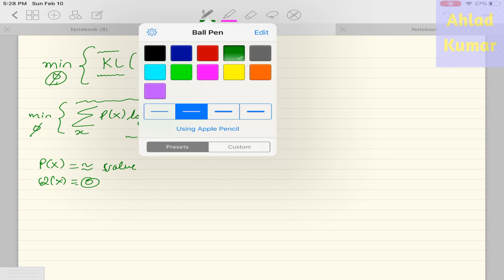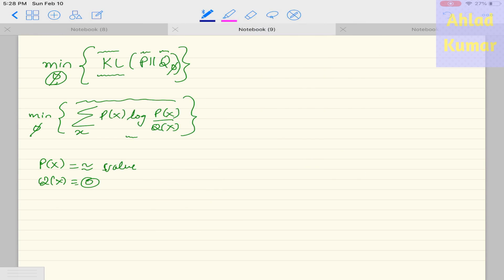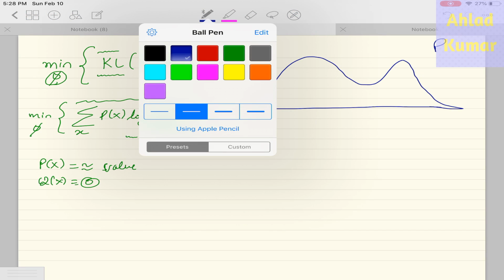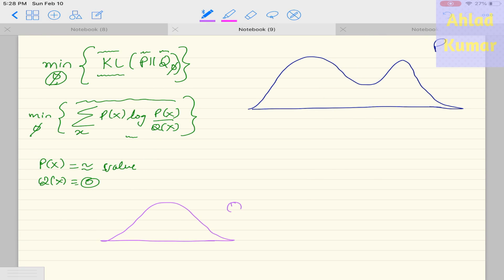Let us say I have a probability distribution which is unknown to us, and it is given as this. This is my unknown probability distribution P, and our known probability distribution is given as this. So this is our Q. What we are trying to achieve is to minimize the distance between this Q and this P using KL divergence. In this type of probability distribution, it can be possible that our known distribution Q will form like this in order to approximate P.